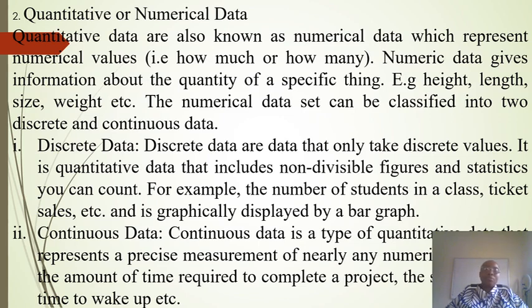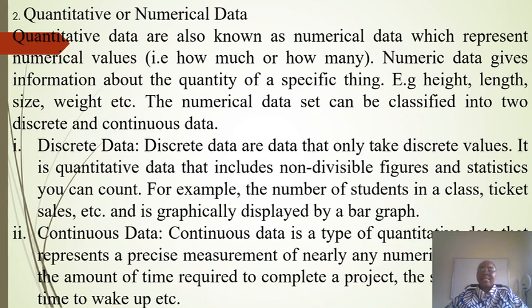Then the second one is quantitative or numerical data. Quantitative data are also known as numerical data, which represent numerical values. That is, how much or how many. Numeric data gives information about the quantity of a specific thing, e.g. our height, the length, the size, the weight, etc. The numerical data can be classified into two, which are the discrete data and the continuous data.